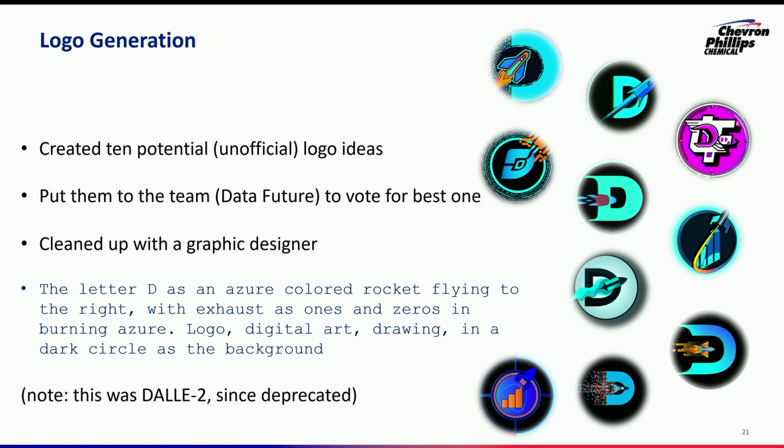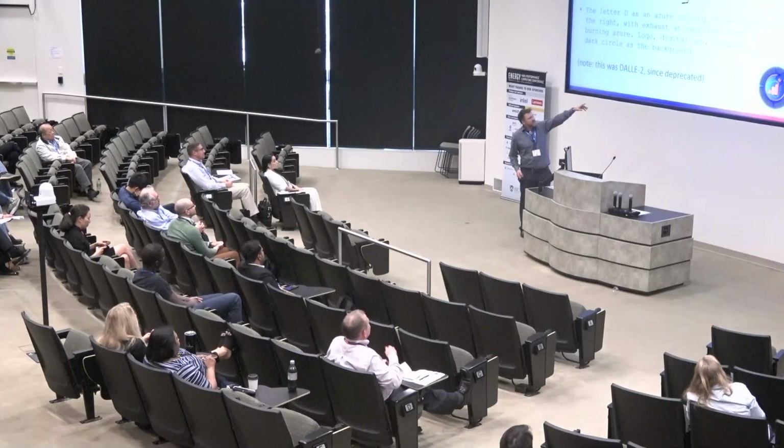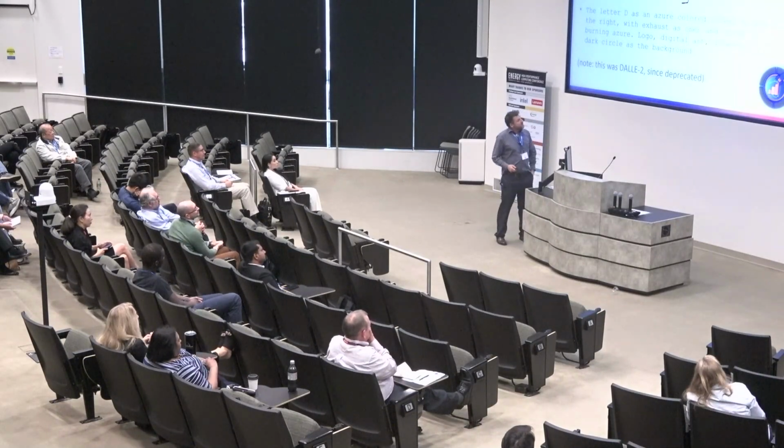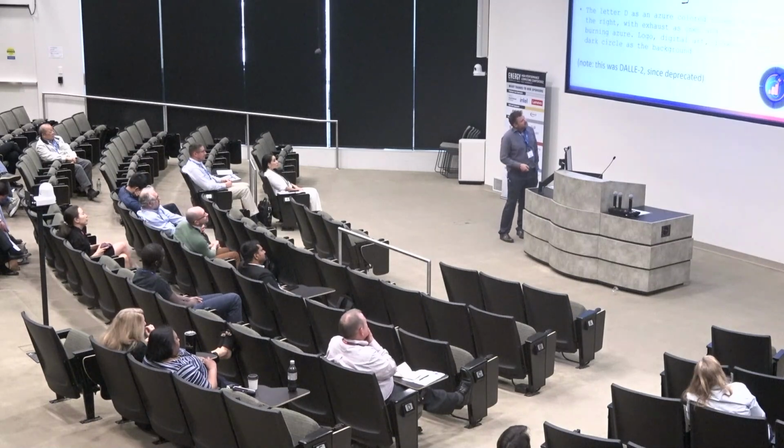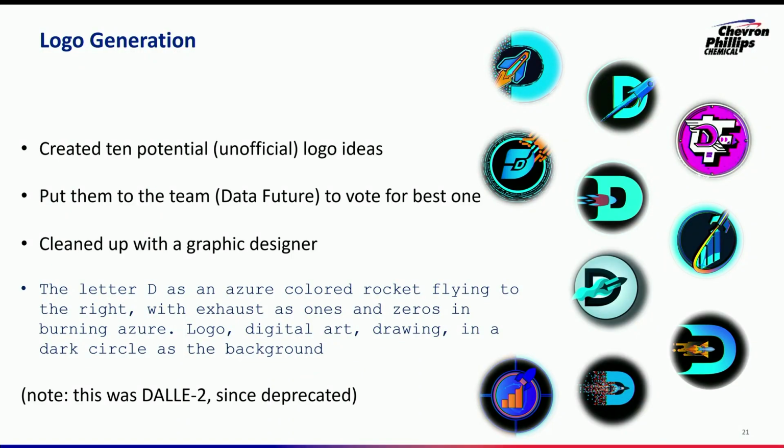Okay, a little bit of fun here. For our internal team called Data Future, I generated 10 candidate logos. And this was actually pretty old school now. This was DALL-E 2 quite a while ago. So these were the candidates. Does anyone have a favorite? Any one of those? We ended up picking this one right here with the rocket going up to the right. And so that one was the letter D as an azure-colored rocket flying to the right with exhaust as ones and zeros and burning azure.